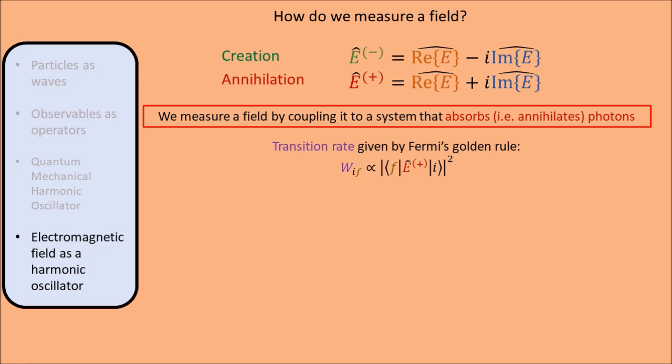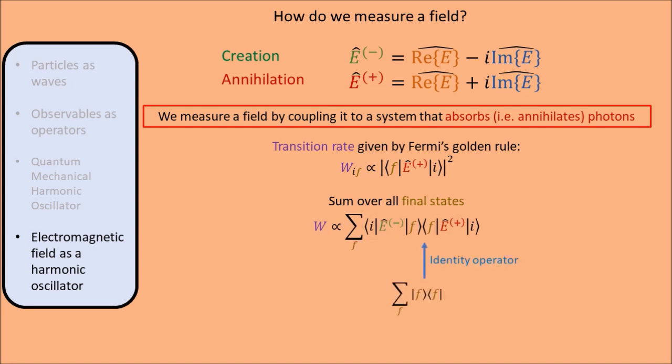If the field starts in some initial state I, the rate at which it transitions to a final state F after photoannihilation is proportional to the matrix element W_IF. Since we aren't interested in the final state F of the field, and we don't measure it, we find the total transition rate by summing over all final states. We can write out the squared modulus as the product with the complex conjugate. Now recall from earlier that the summation over the outer products of all F is equal to the identity operator, which means we can leave it out.